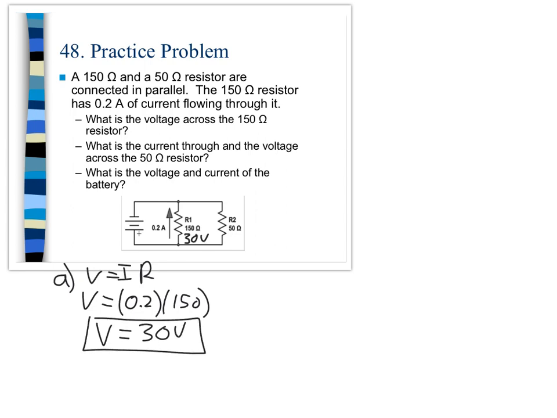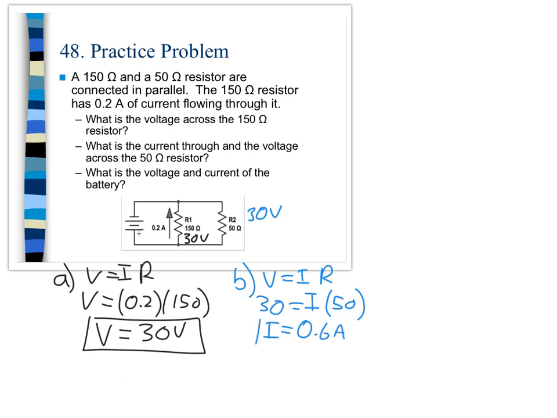Moving on, we want to know the current and voltage across the 50 ohm resistor. To start, we know that the voltage here must be 30 volts because these two are connected in parallel, so they must have the same voltage across them. They're each on their own separate loop. Based off of that voltage, we can solve for the current. So 30 is equal to the current times our resistance, which is 50. When we solve for the current, we get 0.6 amps of current flowing through that.